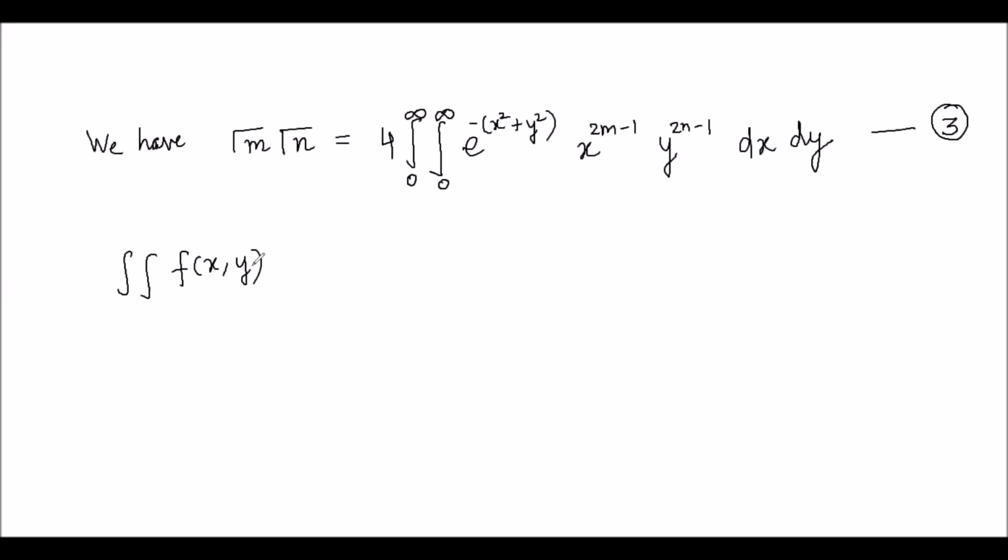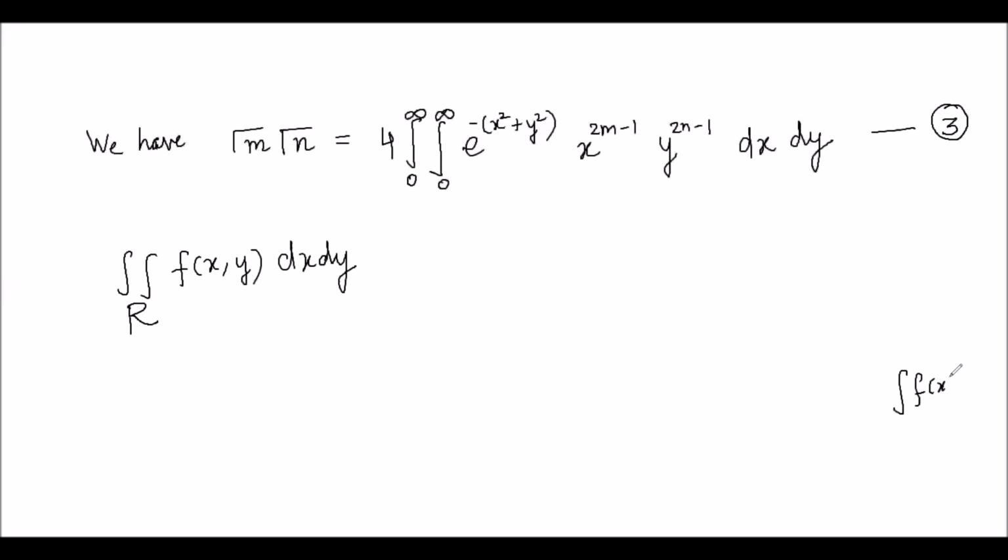F is a function of two variables x and y, and we are integrating it with respect to x and y over some two-dimensional region, say R. So when we evaluate the double integral, it is evaluated over some region.